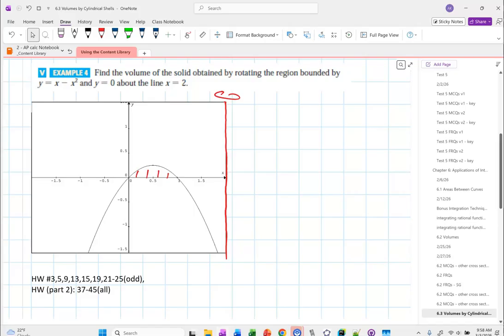Okay. So, start my situation. I want to draw in a picture of where my radius is and where my height is. So my radius is going to go from the axis of rotation back to the curve. That's my r. The height is going to be drawn through the shaded region, so that's the height.